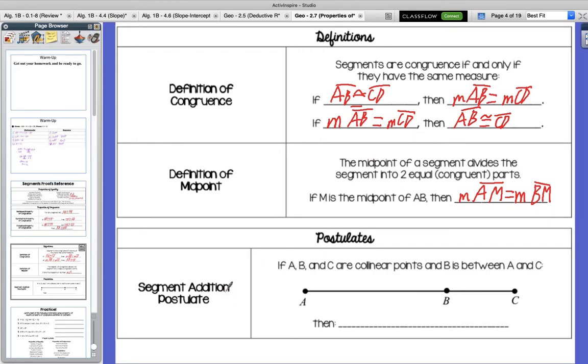Segment addition postulate, we talked about this last chapter. If A, B, and C are collinear points, so they're on the same line, and B is between A and C, as we see here, then we know that the measure of segment AB plus the measure of segment BC will equal the measure of segment AC. We can add the two parts to get the whole.